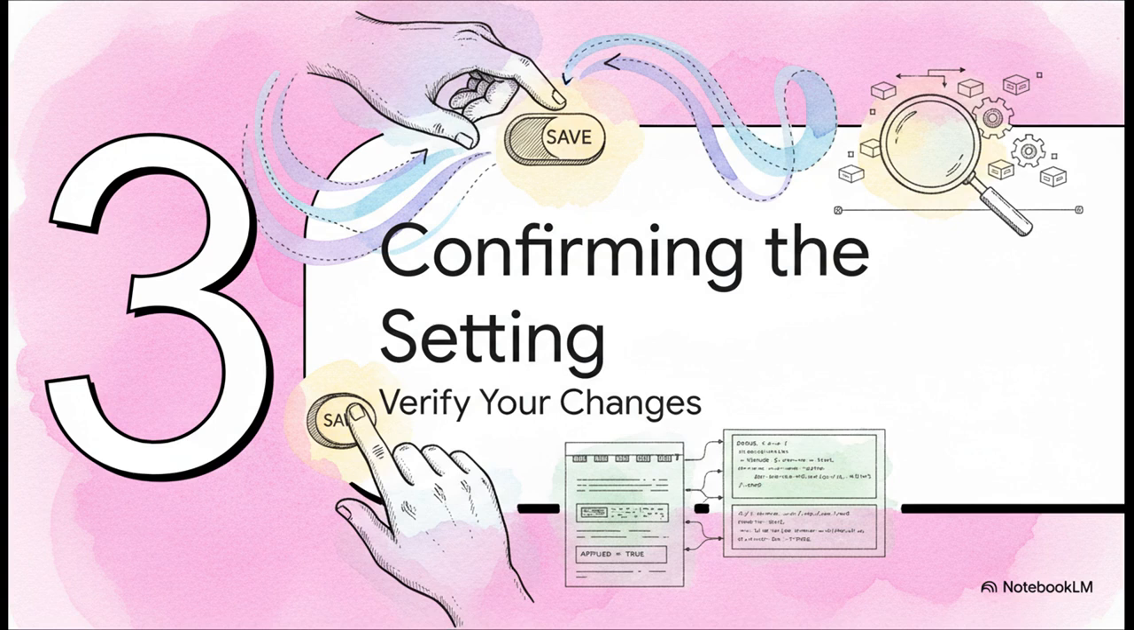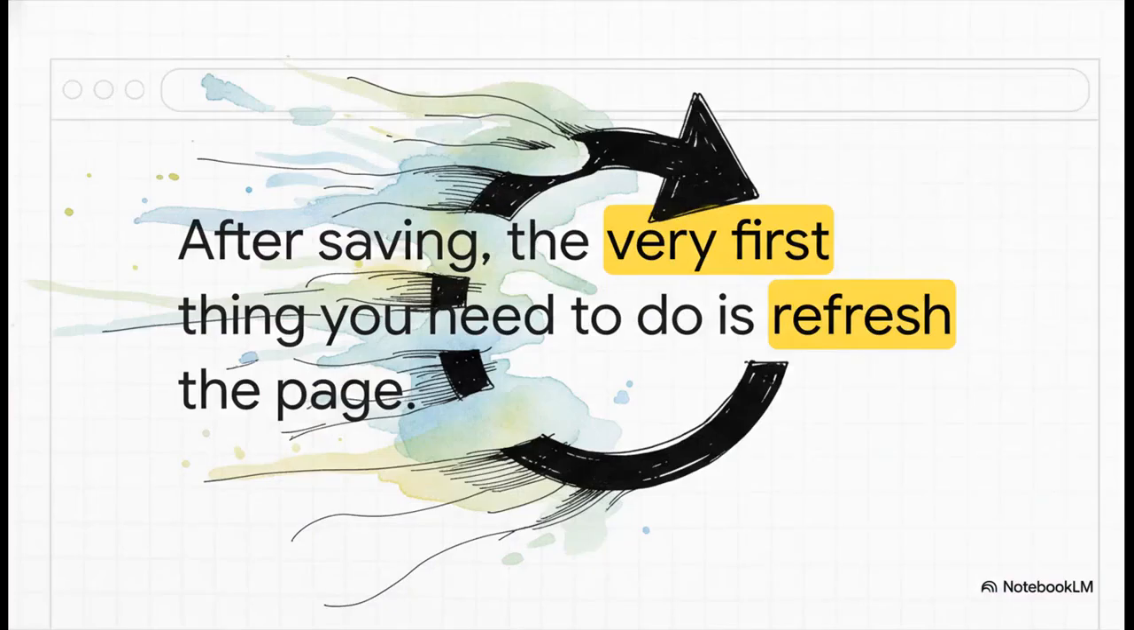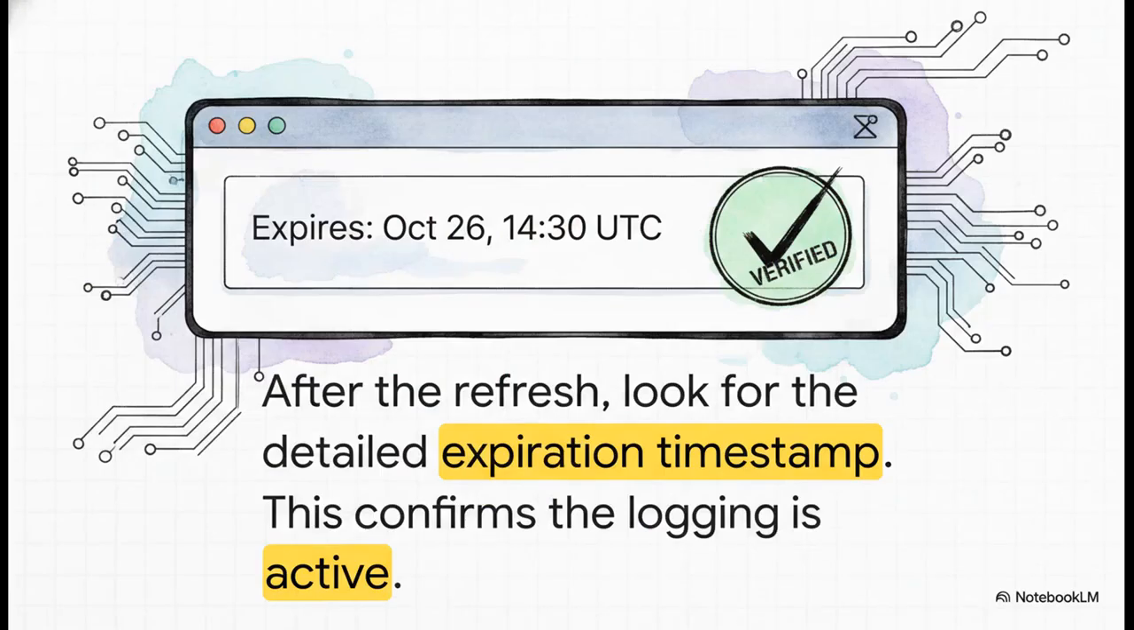So, you've flipped the switch and you've hit save. But you know how it is, we always verify our work. So how do you know for sure that it's actually turned on? This is a simple step, but it's one that trips people up all the time, so don't forget it. The very first thing you need to do after you save is just give your browser page a quick refresh. After that page reloads, the proof will be staring you right in the face. You'll see a really detailed expiration timestamp that shows you the exact date and time the logging will turn off. That's your confirmation. That's how you know it's active and doing its thing.